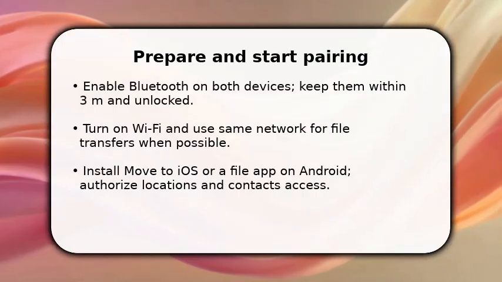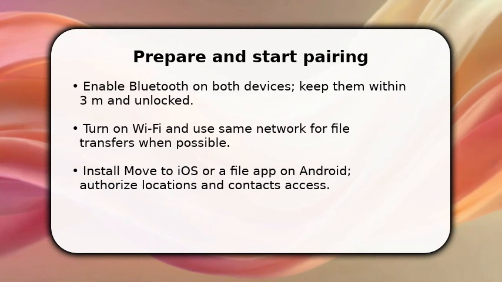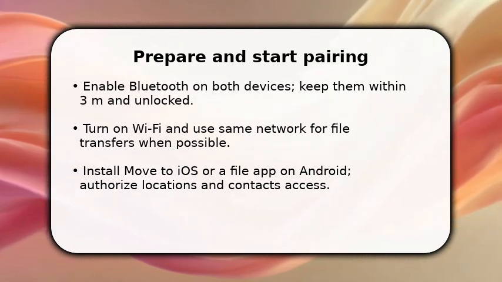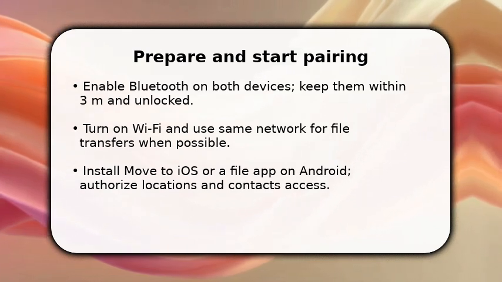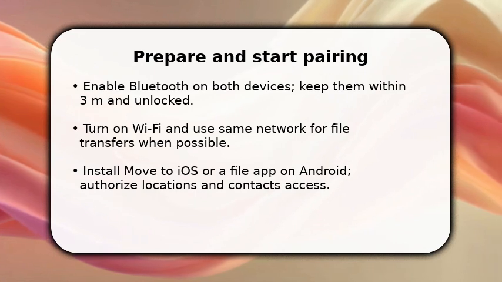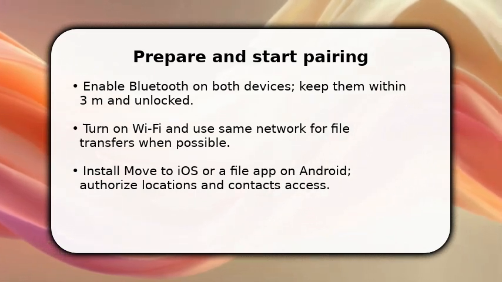You begin by turning on Bluetooth and Wi-Fi on both phones, keeping them close so signals stay strong. Open settings on Android and iPhone to confirm visibility. On Android, grant location and contact permissions so discovery works.